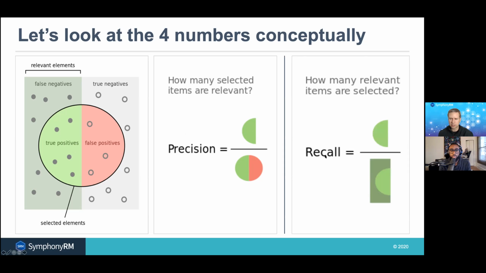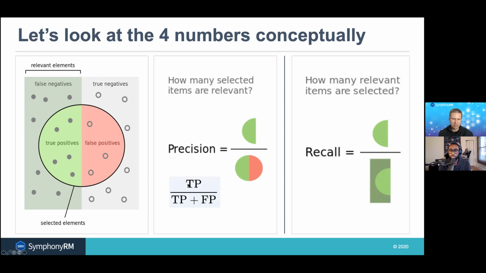Let's talk about the flip side, recall. Recall answers the question, how many relevant items are selected? And you see the visual is going to be different. What is this dark green area outside the circle? It's the ones the model should have said were positive, but it didn't. So those are the false negative cases. In our simple grade school calculation, our numerator stays the same, and our denominator is everything on the left side, the real positive answers or relevant elements.